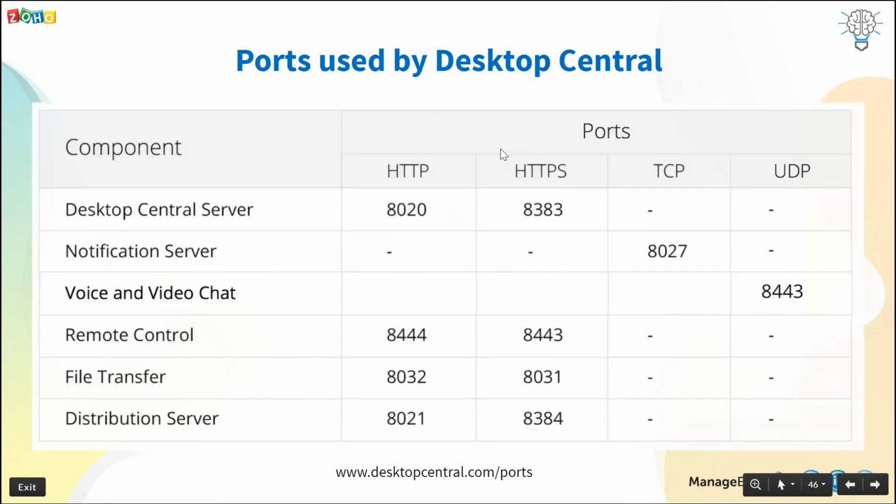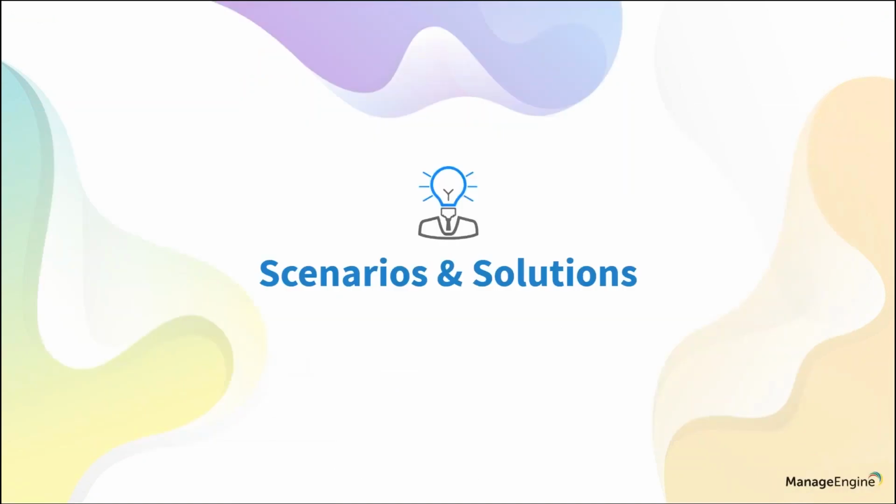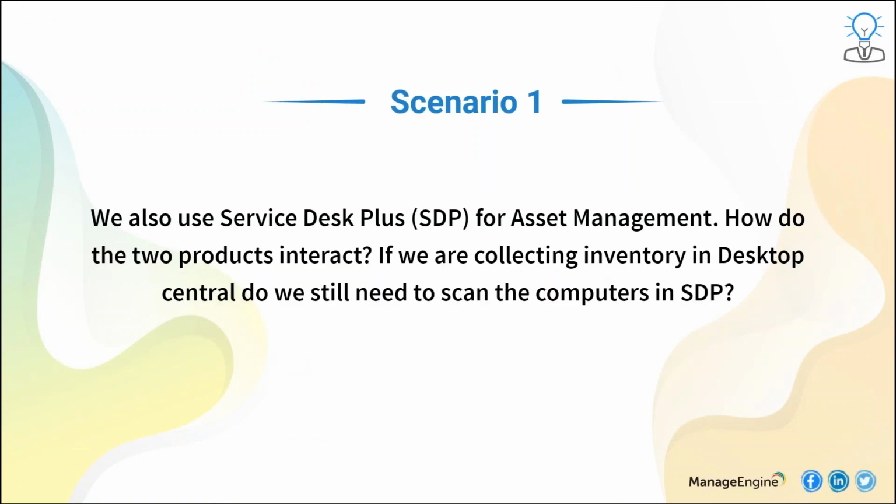Quickly moving on to the ports used by Desktop Central. Desktop Central uses HTTP port 8020 and HTTPS port 8380 predominantly. The notification server that we just spoke about uses TCP port 8027 for communication. Now, depending on your requirement, there are various other ports that can be opened for stipulated functions. That brings us to the penultimate section, which is the scenarios and the solutions.